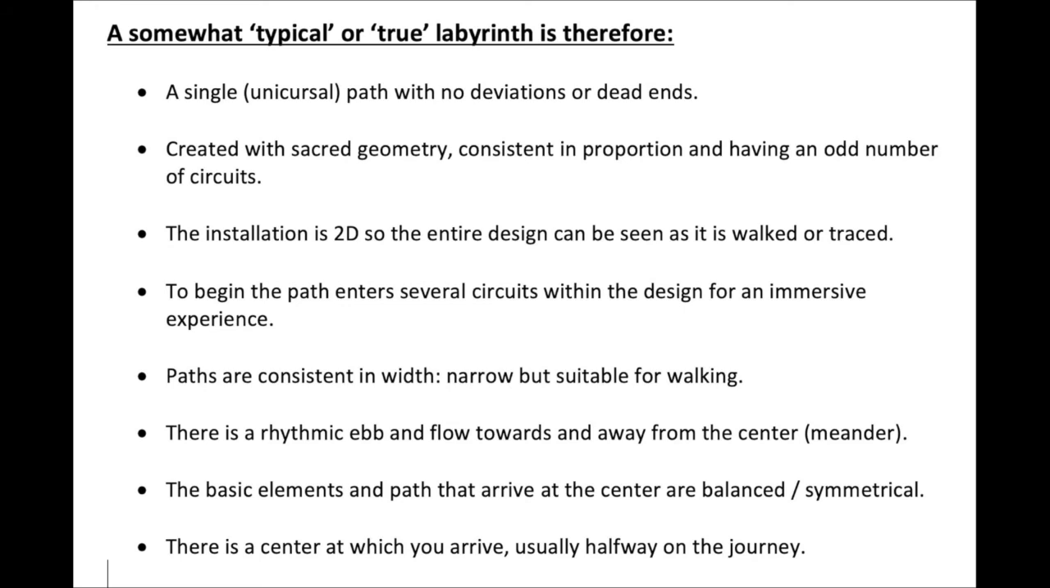Usually they are consistent in proportion and have an odd number of circuits. I mean, just the way that meanders work, usually you end up with 3 circuits to make a meander, and if you have a 7-circuit labyrinth, you are combining 3 or 2 3-circuit meanders to make 7. So most labyrinths are 3, 5, 7, 9, 11.